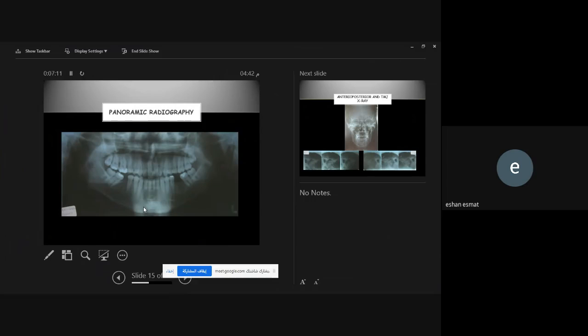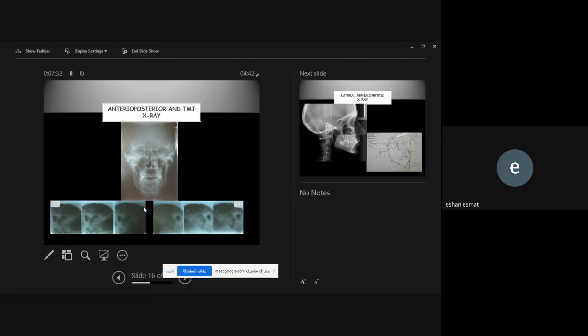We take in radiographs. This is a panoramic radiograph. You can check if the patient has a periodontal problem, caries, or third molars. You also check the length of the tooth. This is very important for us before starting a treatment.